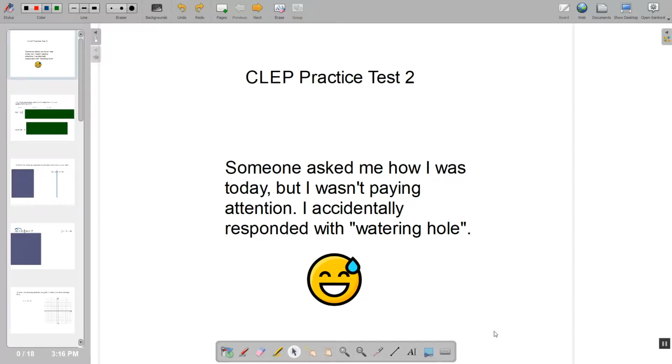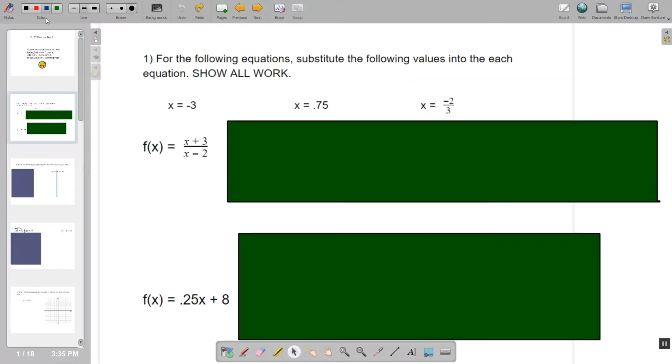Instead of a pun, I thought I'd just give you a real story that didn't have some big joke at the end of it. Someone was talking to me today, and I wasn't paying attention, as I normally do, and I was thinking about something else, and they asked me how I was, and I replied with "watering hole," and what I really was going to say is "well." So it's just something there.